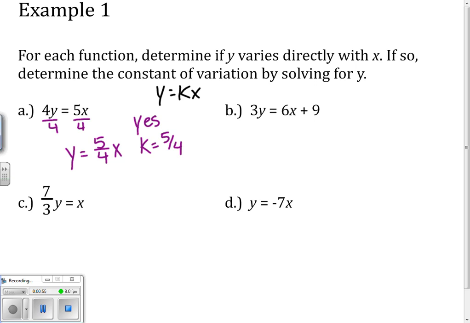Letter B, to solve that one for y, you divide everything by 3. You get y equals 2x plus 3. Because of this plus 3 right there, this is not a direct variation. You cannot have addition and subtraction.